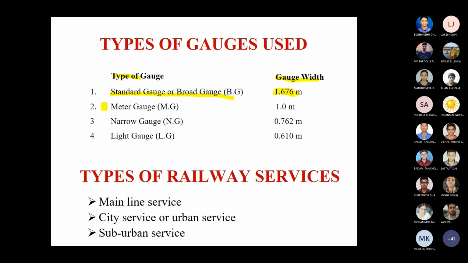Types of gauge used in our railway system. Then meter gauge, so the span is 1 meter. Narrow gauge is 0.762 meter. And the last one is light gauge, LG, that is 0.610. Based on the gauge you fix, you can define your system.